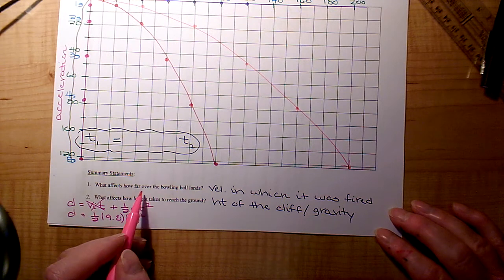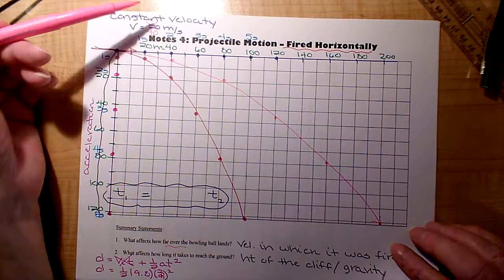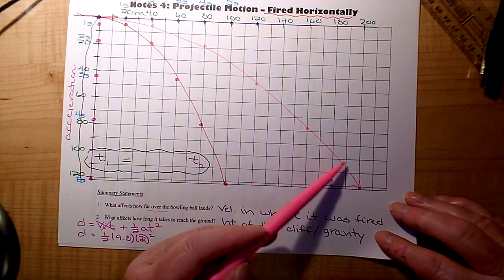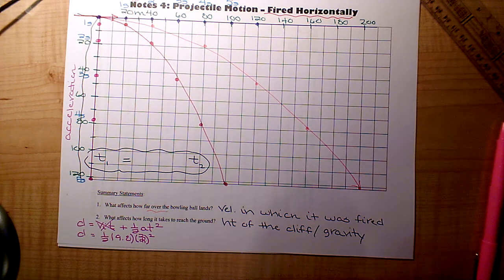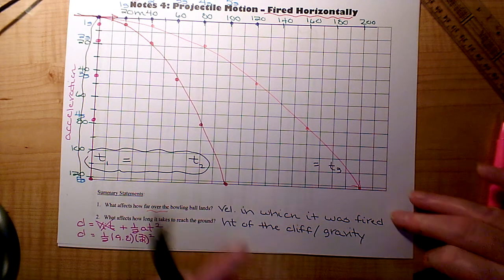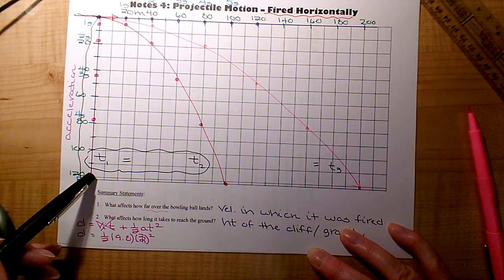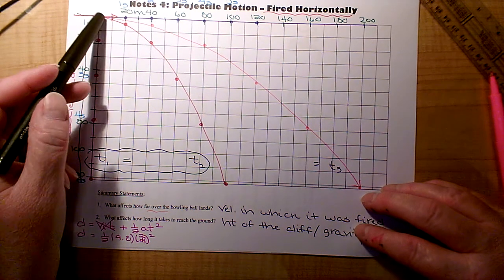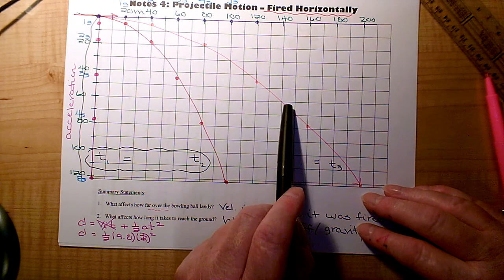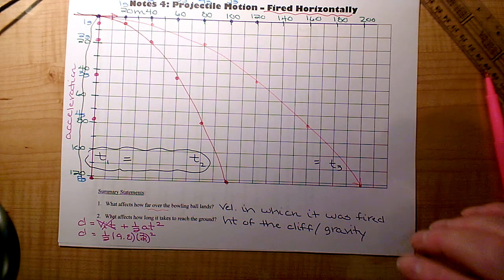But what affects how far over the bowling ball lands? The velocity in which it was fired. Because if I make the 20 a 40, the bowling ball is going to end up hitting the ground twice as far over. But the time, I'll call this time 3, is the same as time 1 and time 2. The time to fire it this way, the time to fire it this way, and the time to just drop it is the same. So we're always going to find the time to drop when we need to find these respective times.